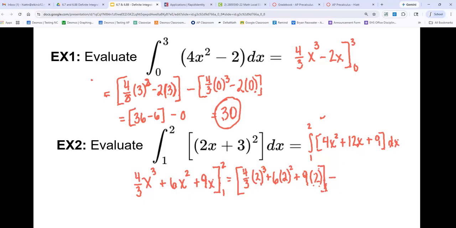And then I'm going to subtract. Now I need to plug in the bottom limit, which is 1. So I have 4/3 times 1 to the third, plus 6 times 1 squared, plus 9 times 1, like that. And because we only have 10 minutes left, we're going to pretend this is an FRQ, and we don't have to simplify when we leave our answer like that. But you would just simplify that out if it wasn't.